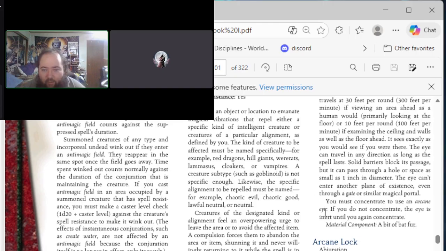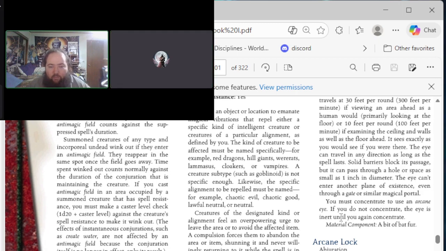Creatures of the designated kind or alignment feel an overwhelming urge to leave or avoid the area or the affected item. A compulsory force forces them to abandon the area or item, shunning it and never willingly returning to it while the spell is in effect. Creatures that make a successful saving throw can stay in the area or touch the item, but feel uncomfortable doing so. This distracting discomfort reduces the creature's dexterity score by 4 points, which pretty much means -2 to reflex saving throws, all dex-based skills, ranged attacks, and technically your AC.